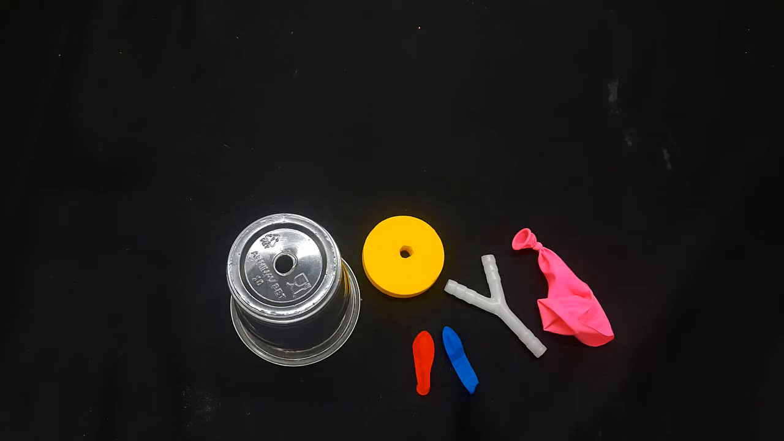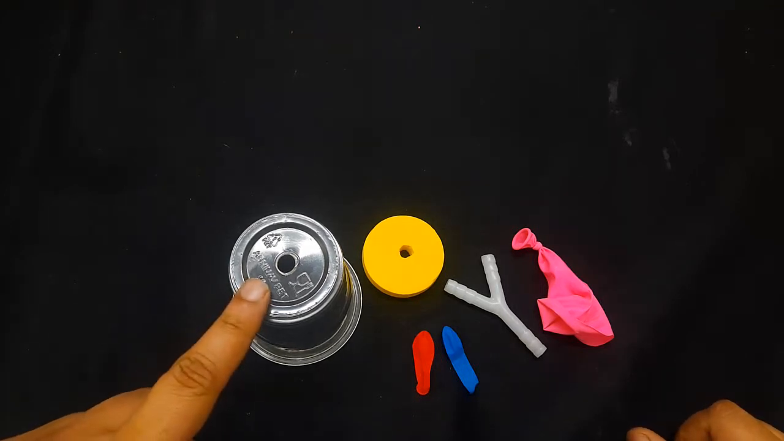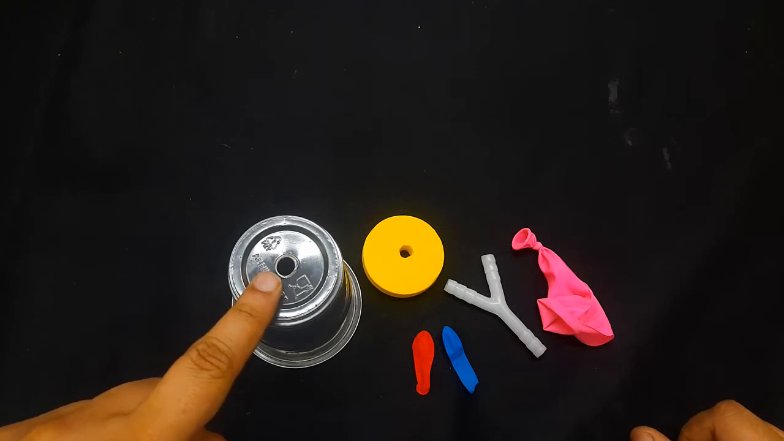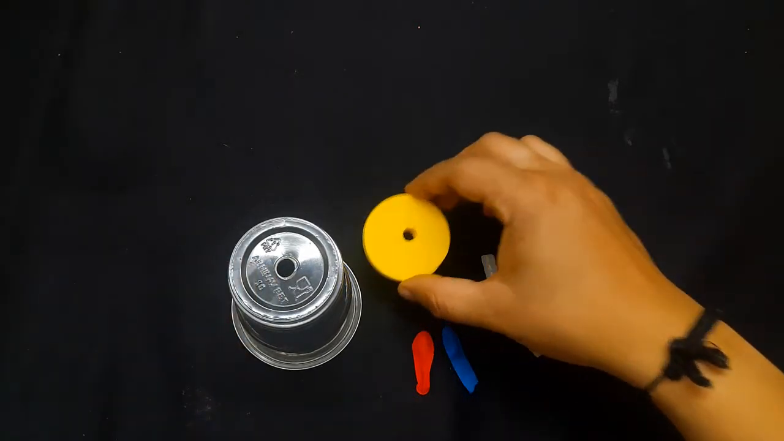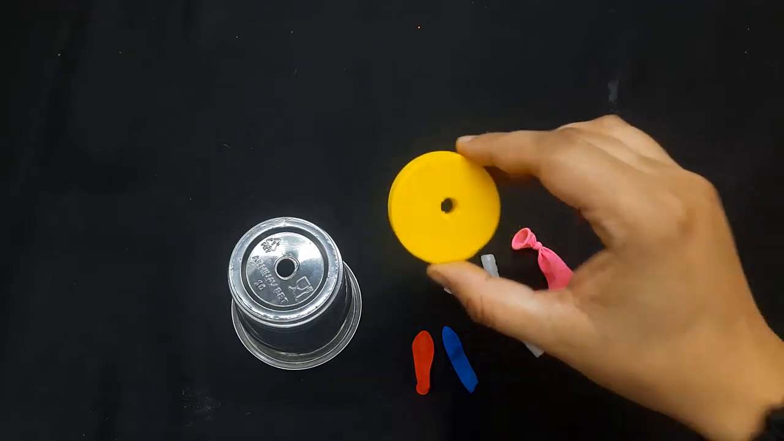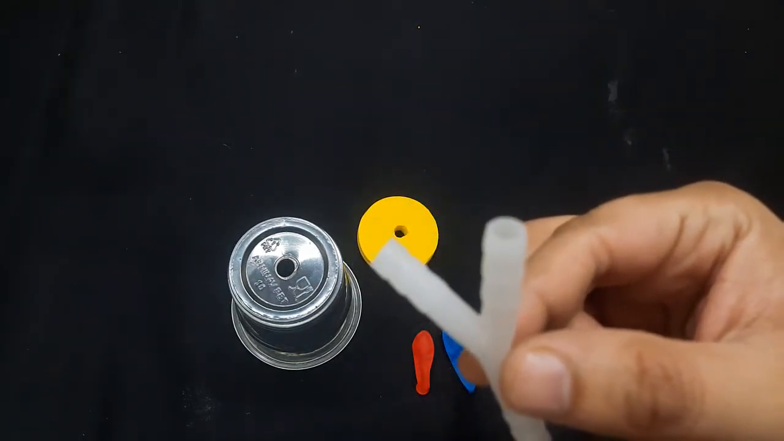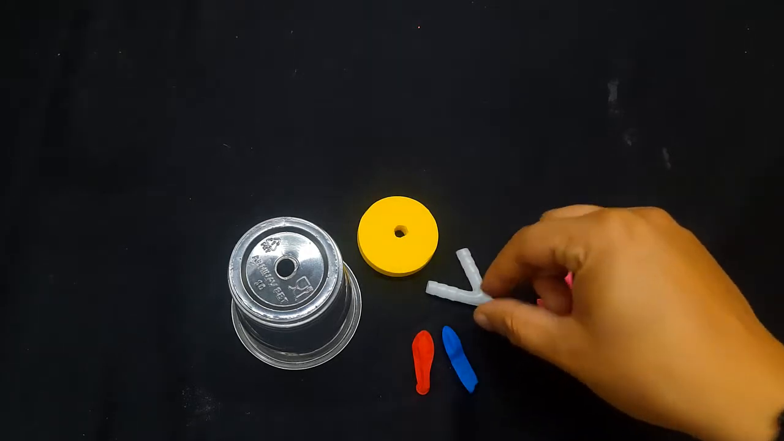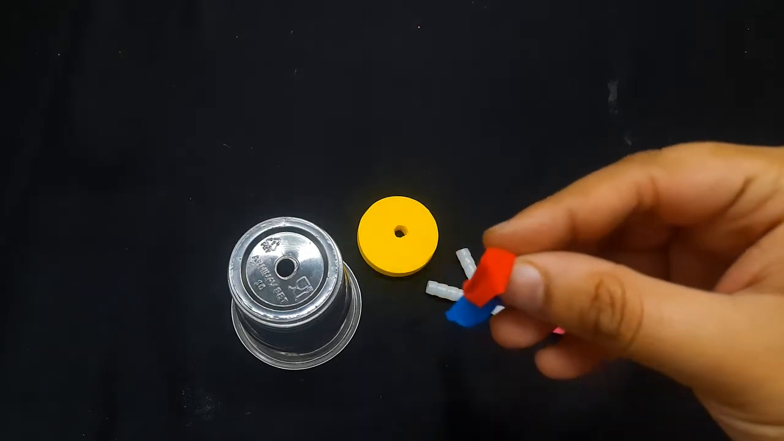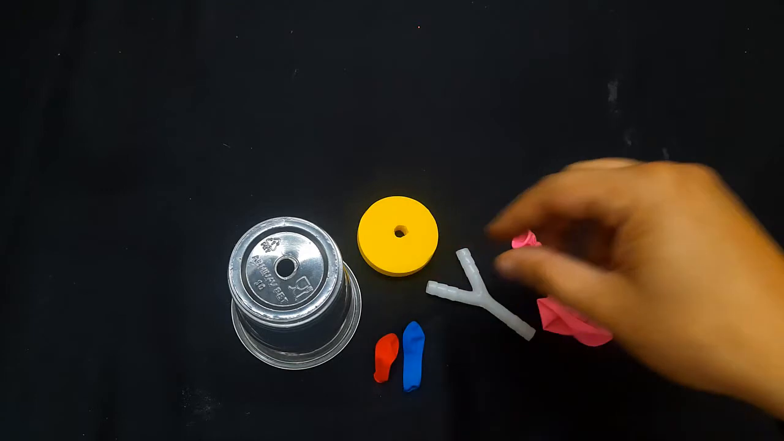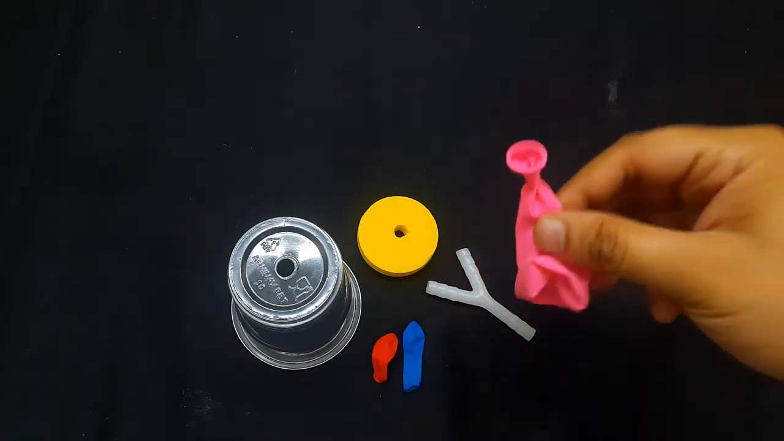Today we are going to do an activity that is called mechanism of breathing. In this activity we need a transparent glass with a hole at the bottom, a piece of foam with a hole in the center, a white tube, small balloons and one big balloon.